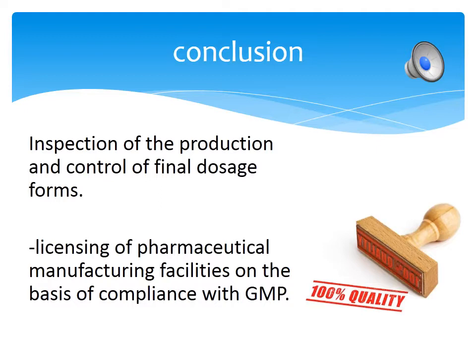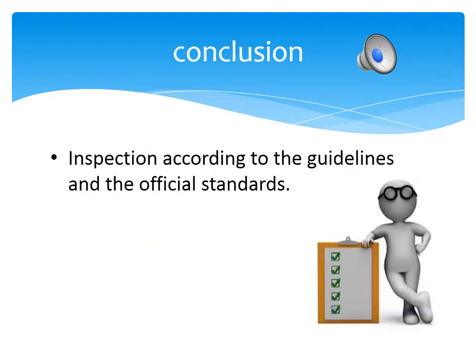Also, licensing of pharmaceutical manufacturing facilities on the basis of compliance with GMP is a vital element of drug control. The guidelines also have relevance in various other processes, including self-inspection or inspection by an independent person or group of persons, as a review of the quality system of a company in compliance with the standards issued by the International Organization for Standardization or the British Standards Institution.